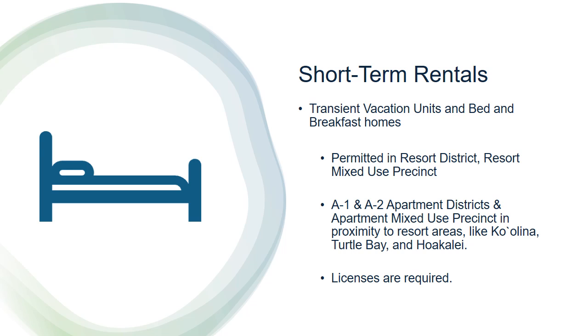They are also allowed in the A1 low-density apartment district, the A2 medium-density apartment district, and the apartment mixed-use precinct only in certain areas within proximity to resort areas like Ko'olina, Turtle Bay, and Ho'akalei. These areas are shown on the maps in the Land Use Ordinance. Short-term rentals are only allowed in the residential districts if the owner holds a non-conforming use certificate. This ensures balance between tourism and residential quality of life.